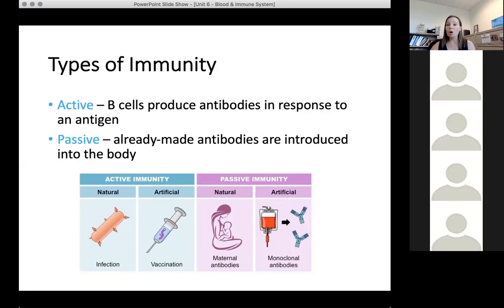Passive immunity occurs when already made antibodies are introduced into your body. Okay, so there's naturally acquired passive immunity. This is when antibodies are passed from mother to a fetus across the placenta, or from a mother to her baby during breastfeeding. Those are a couple of ways that a mother can provide natural immunity to her child. And then there's artificially acquired passive immunity, which is where you can get an injection of antibodies from somebody who is already immune to a certain thing. And that would provide some immunity to you if you receive those antibodies.